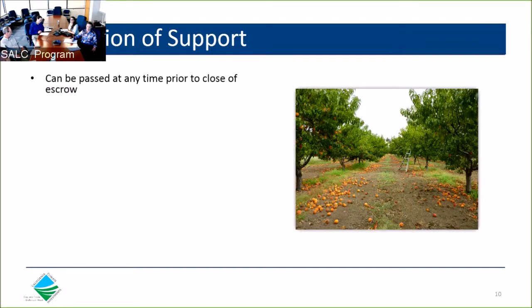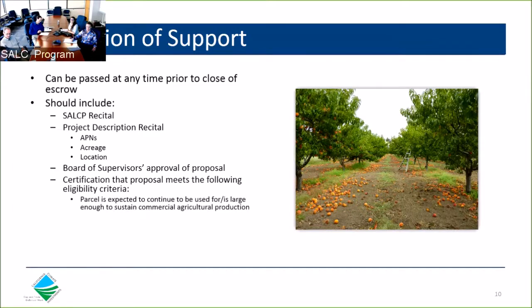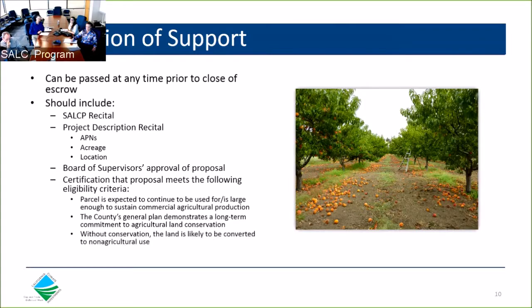The resolution should refer to the SALC program and identify the property proposed for acquisition, such as APNs, acreage, and location. The Board of Supervisors should approve the proposed acquisition and certify that it meets the following SALC eligibility criteria relating to ag viability, the general plan's commitment to ag conservation, and conversion threats. Sample templates for the landowner notice and the Board of Supervisors resolution of support will be made available on the SALC website.